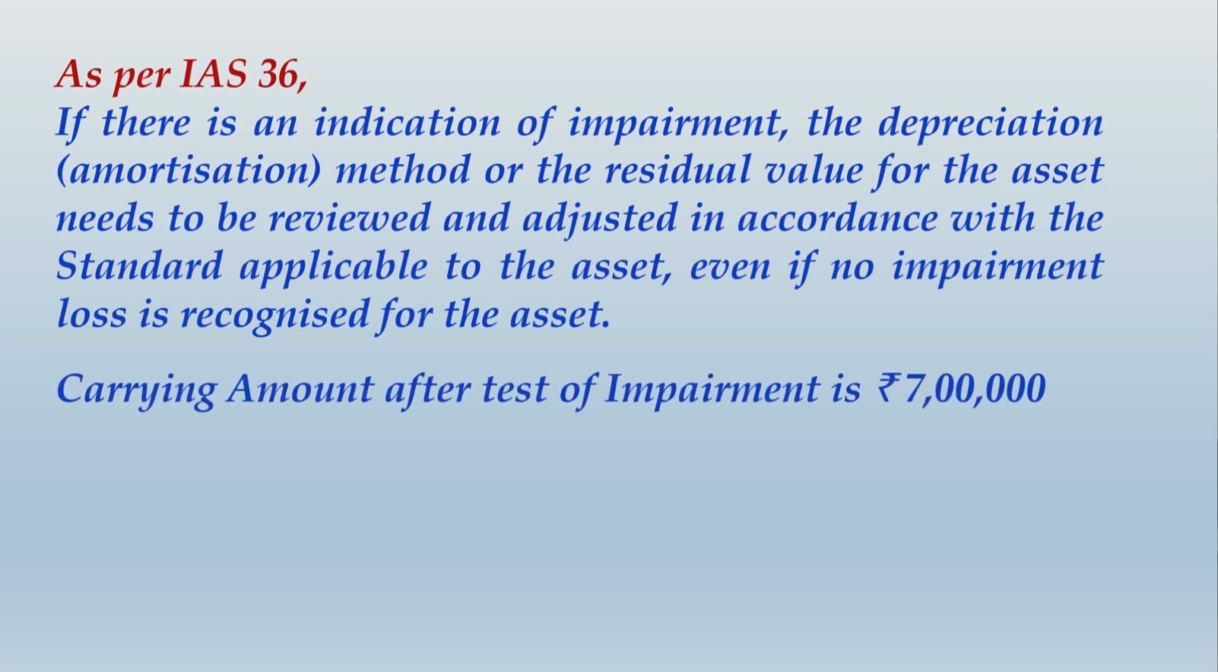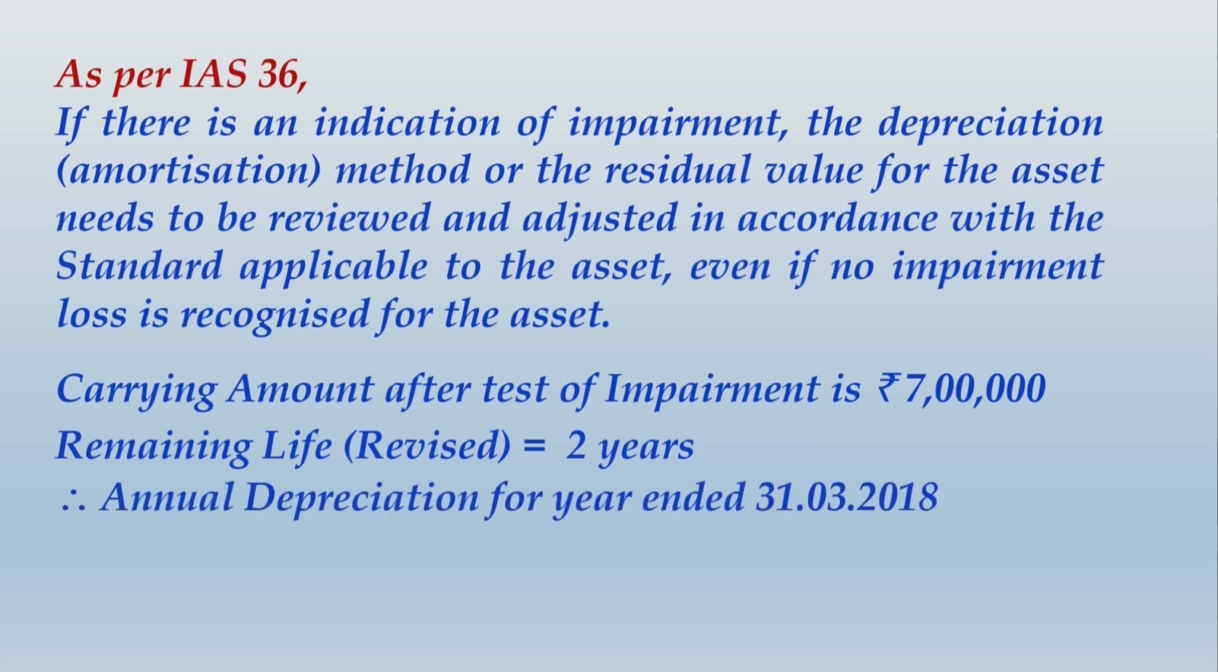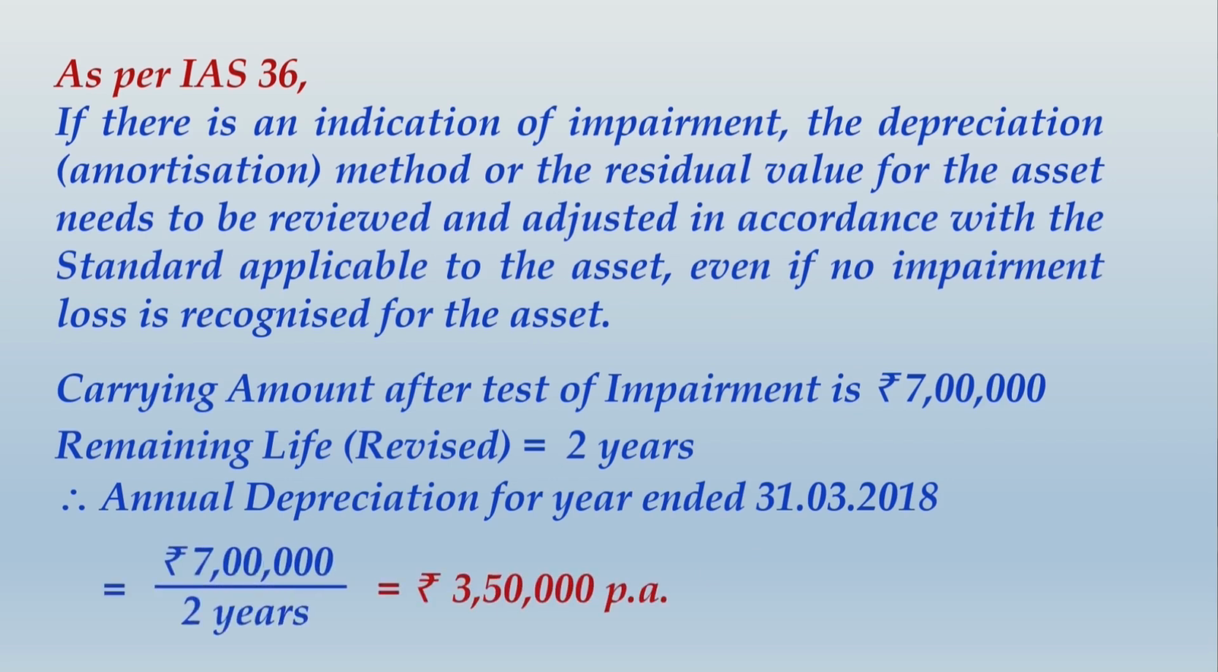Carrying amount after test of impairment is rupees 7 lakhs. Remaining life, which is the revised estimate, is 2 years. So annual depreciation for the year ended 31st March 2018 will be 7 lakhs divided by 2 years. So annual depreciation as per straight line method, as revised, will be rupees 3,50,000 per annum.